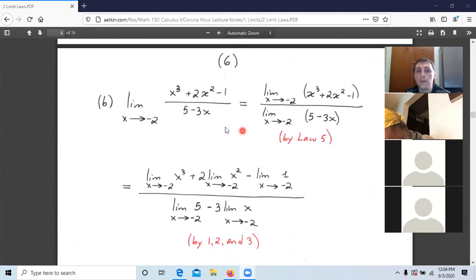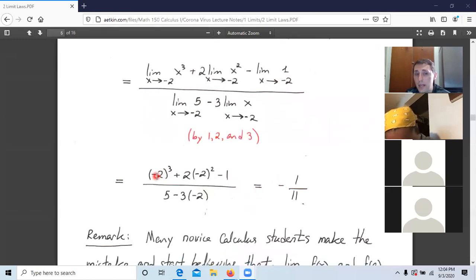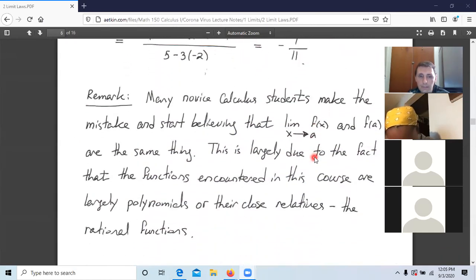For the second problem, I use the quotient law first. So that's law 5. And then I plug in, because now it's a polynomial, we're going to talk about it. Again, we break it using the other laws 1, 2, and 3. On both numerator and denominator, we calculate it, and it ends up that you just plug in minus 2. Good?